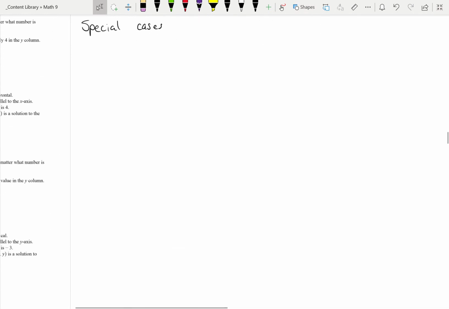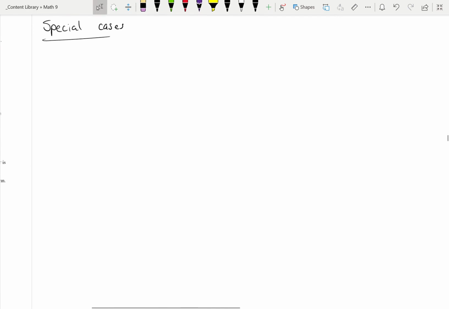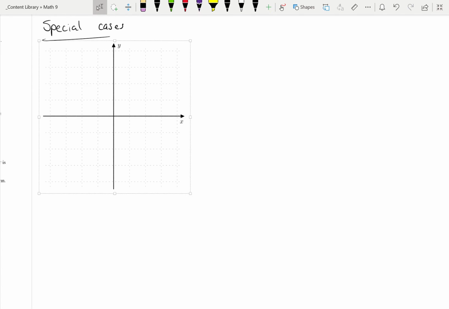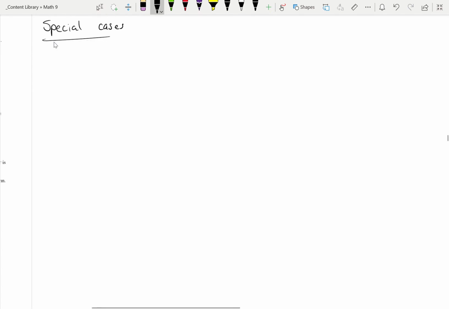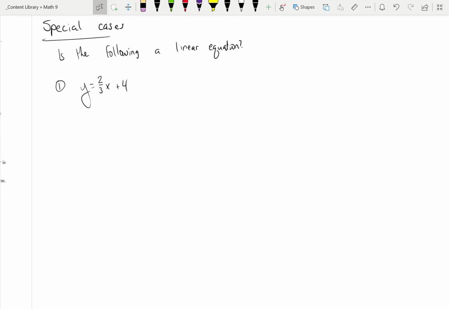And part of this has to do with what equations look like. So this is a bit of a divergent from your notes. I'll put that up in a second. But let's think about, is the following a linear equation? So we're trying to answer the question. So for number 1, I have y is equal to 2 over 3x plus 4. I'll give you a moment to think about it. You can pause the video, think about it.